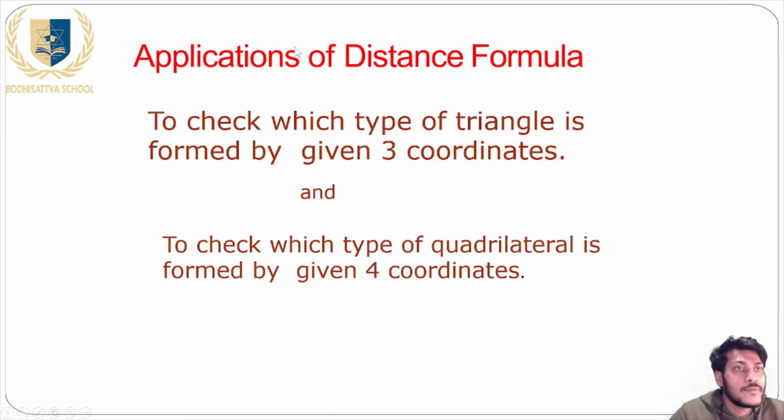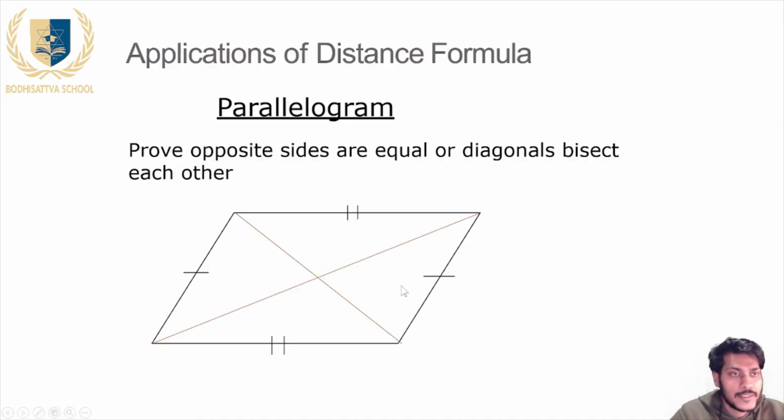Next, we will see the applications of the distance formula in our real life. What is the use of the distance formula? Why are we learning the distance formula? We will see here. To check which type of triangle is formed by given three coordinates. Not only for the triangle, we can use it for different shapes: quadrilateral, pentagon, octagon. We can find the distance between two points, and using those points we will get the sides of that shape. Now we will see the examples.